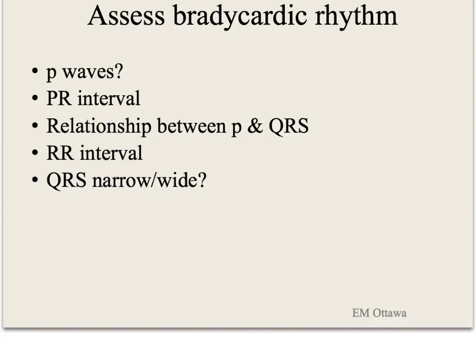Let's review what we've learned. You want to assess the bradycardic rhythm by seeing whether there are P waves. If there are, measure the PR interval. Then look at the relationship between P and QRS complex. Measure the RR interval, and then see whether the QRS is narrow or wide.